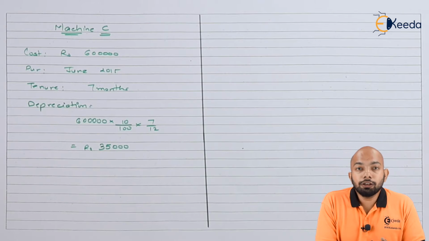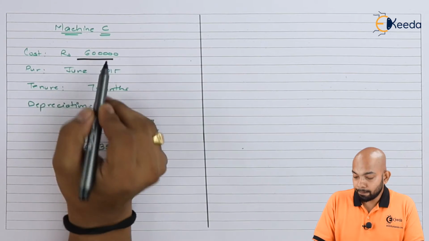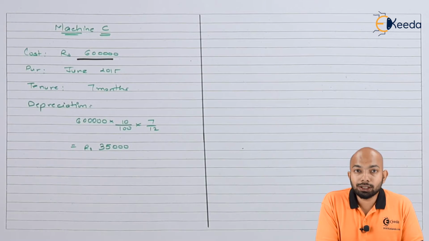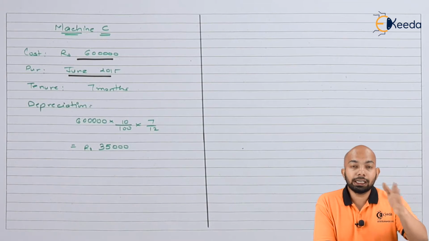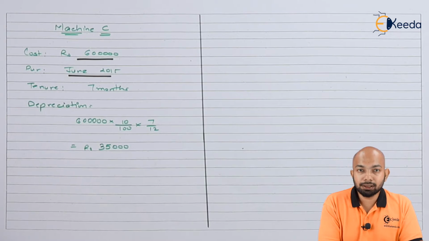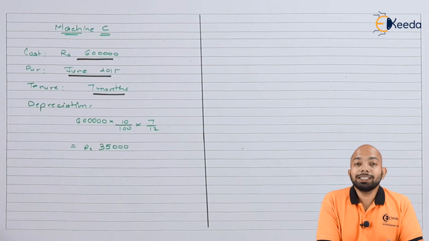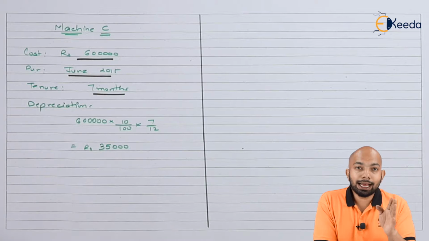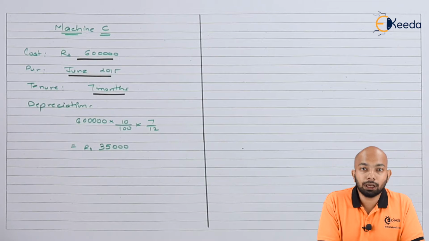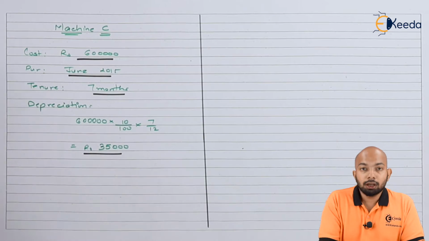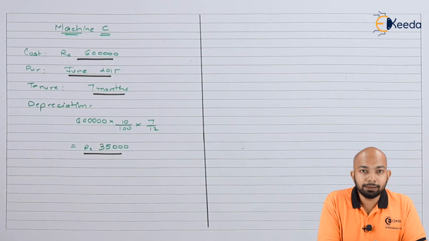So we're done with the calculation for machine C where the total cost was 6 lakh rupees. The purchase date was June 2015. So the tenure from June 2015 until December 2015 is 7 months. So depreciation here will be calculated at 6 lakh multiplied by 10% multiplied by 7 divided by 12, which gives you a depreciation of 35,000. So this is the calculation for machine C. Now we'll start with the calculation for machine D.